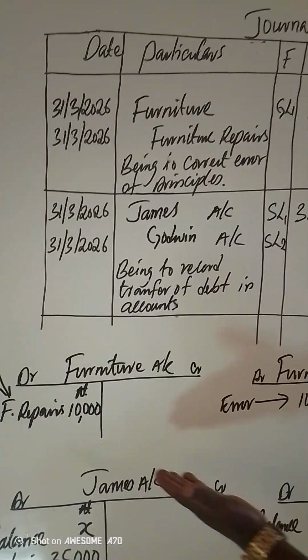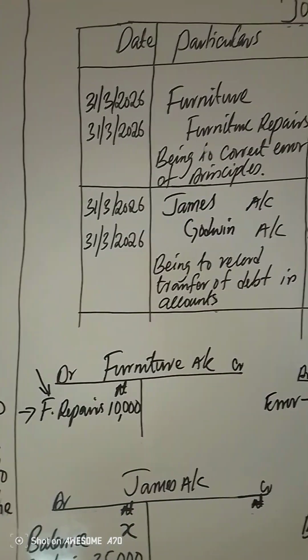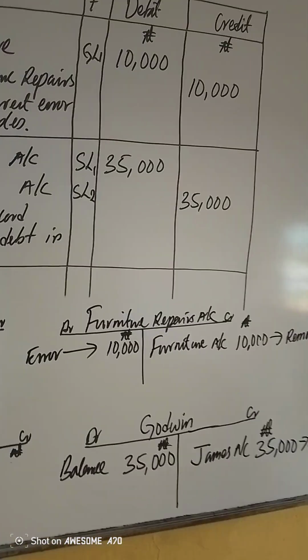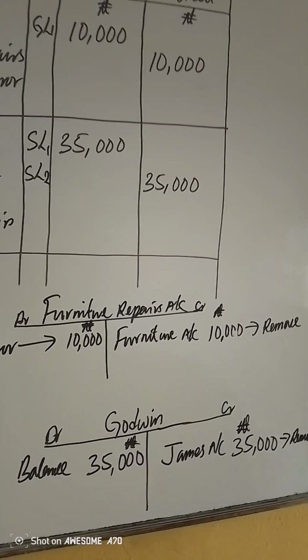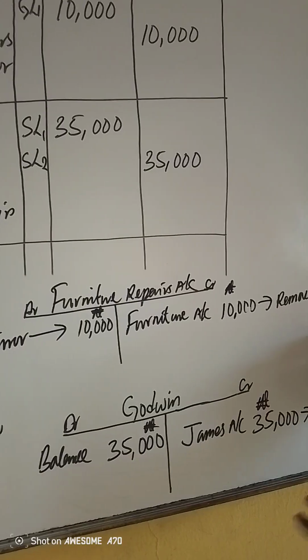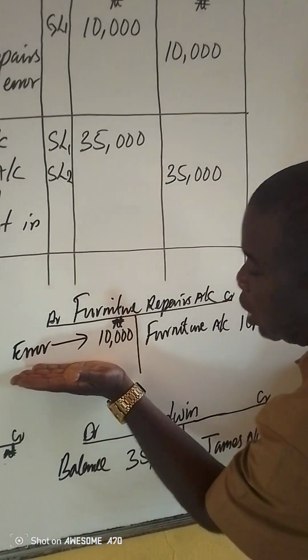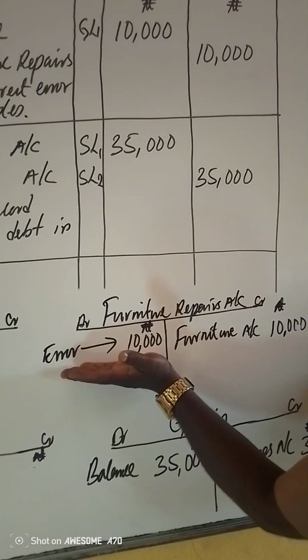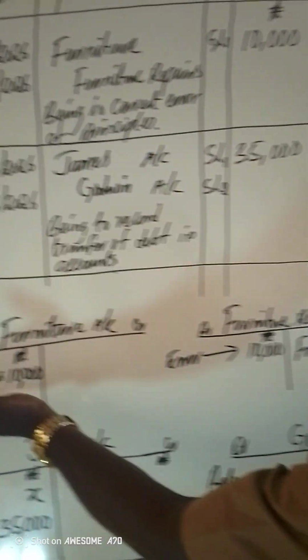So how do you prove it? Look at the proof here. You first expose the error, what happened. This is the furniture repairs account. Furniture repair account, an expense, was debited wrongly. This was an error of 10,000. It is not supposed to be in this account. It is supposed to be found in the furniture account.